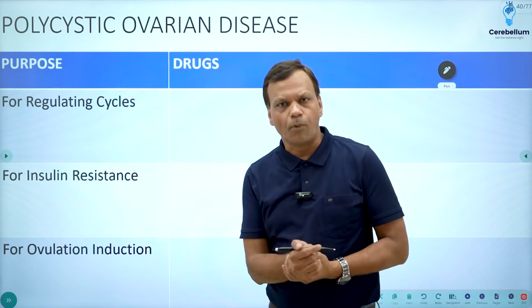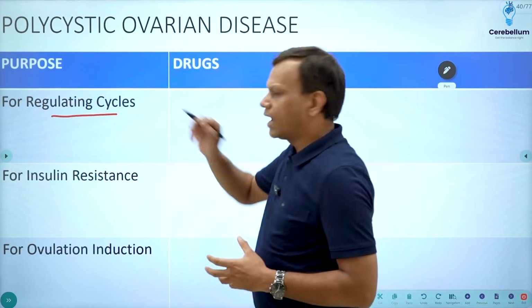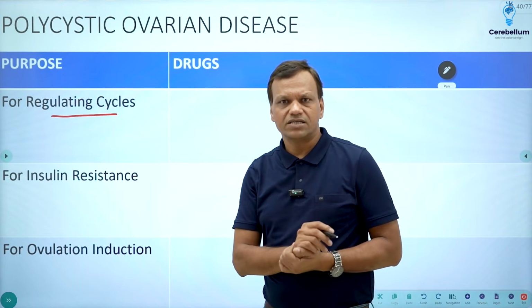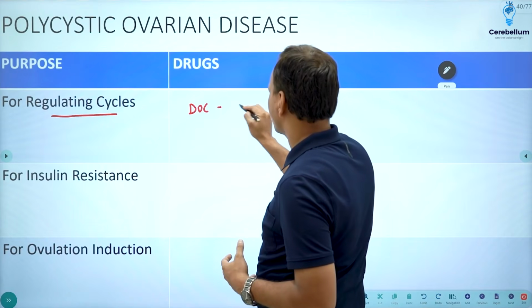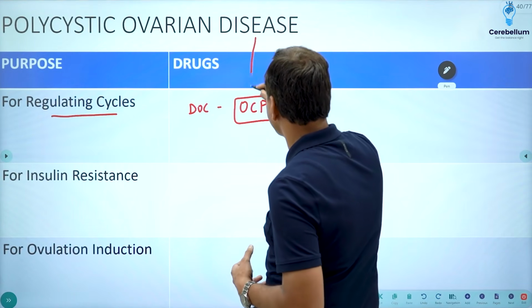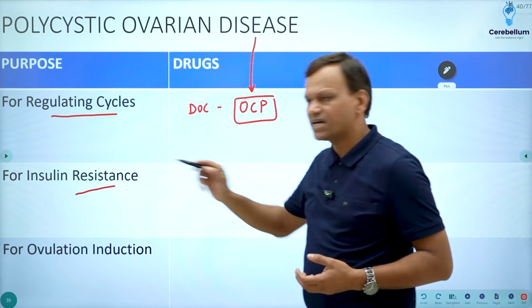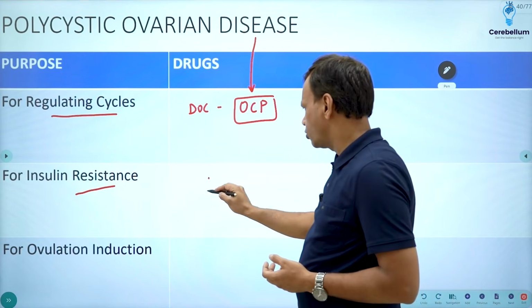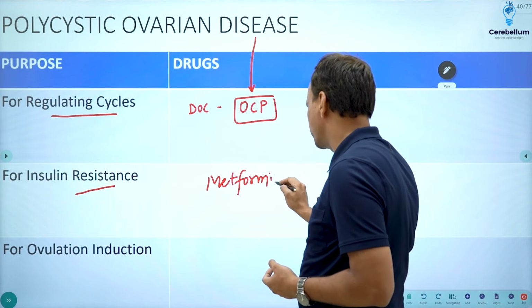Then coming to polycystic ovarian disease, a female with PCOD usually has an unregulated cycle. That means there is excessive bleeding. So to control that, the drug of choice is oral contraceptive pills. These are used to control bleeding. If they ask what is the drug of choice for PCOD, the answer is OCP. Then second, most of these females have insulin resistance. So we want to prevent that, and that is done by metformin. Metformin is used for insulin resistance.